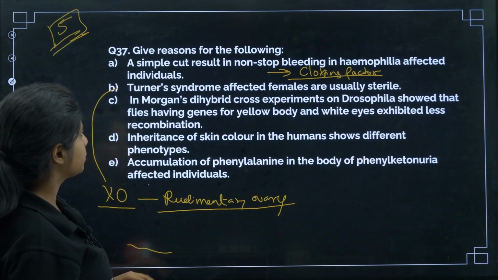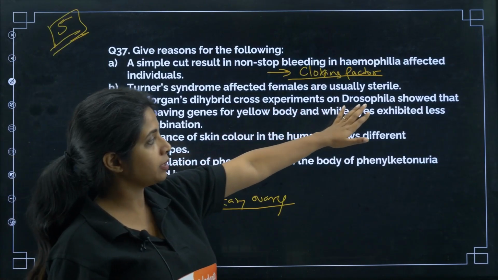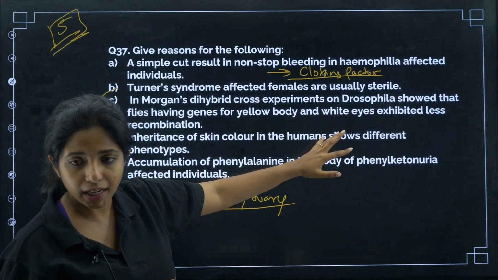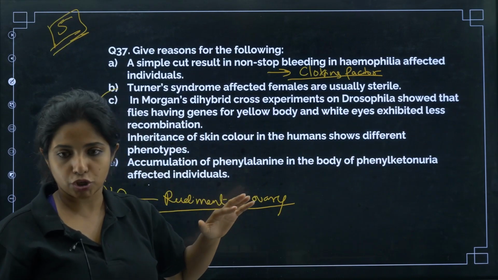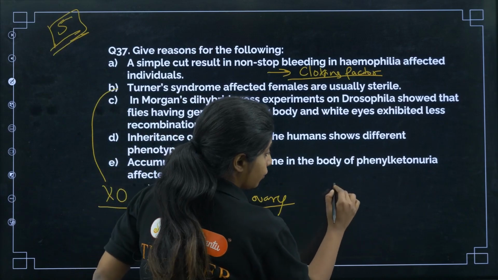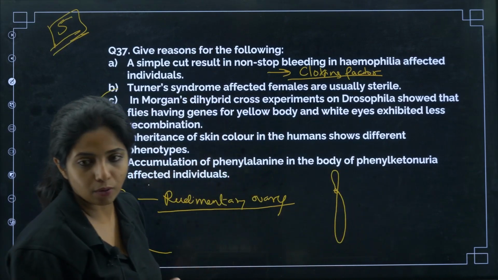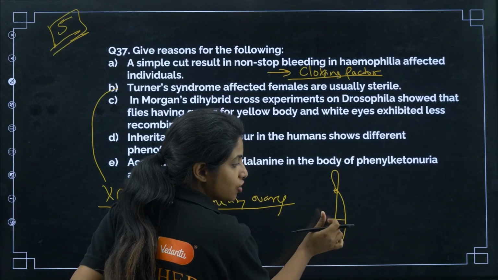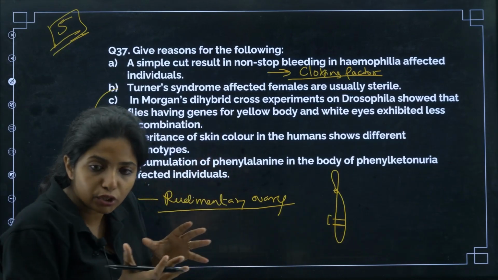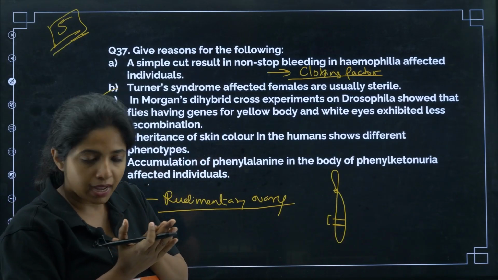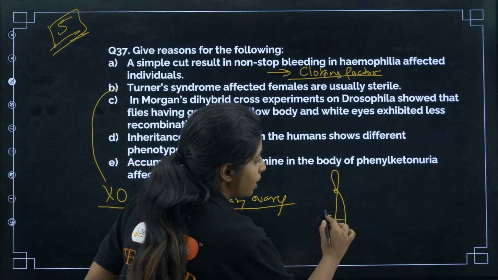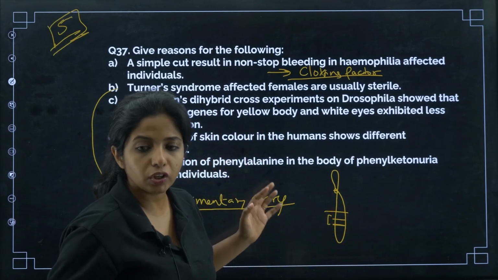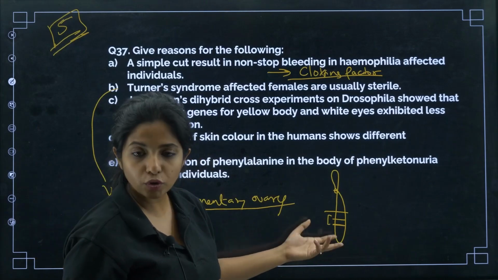Okay, now next thing. Morgan's dihybrid cross experiments on Drosophila showed that flies having genes for yellow body and white eyes exhibited less recombination. So if these genes show less recombination, that means they are very closely linked to each other. Recombination means I am cutting this part of the chromosome and putting it elsewhere. Whatever you do, these genes are going to stay together only.